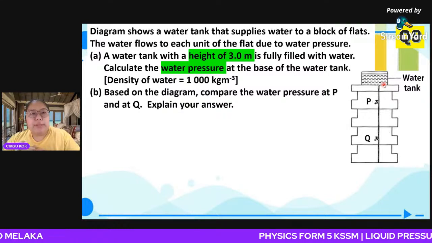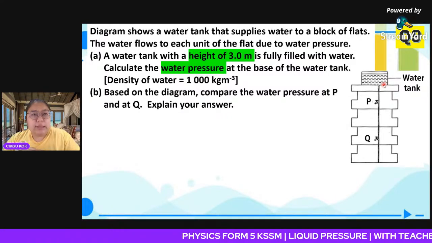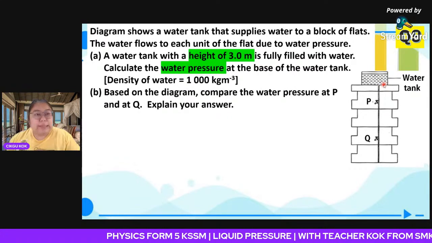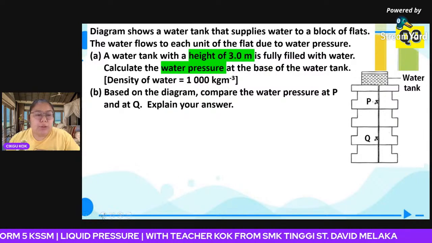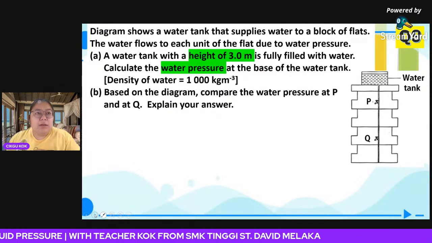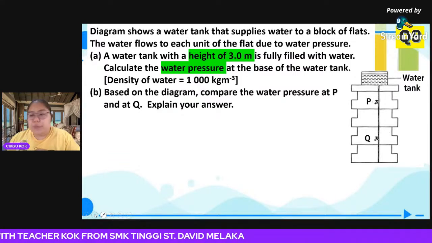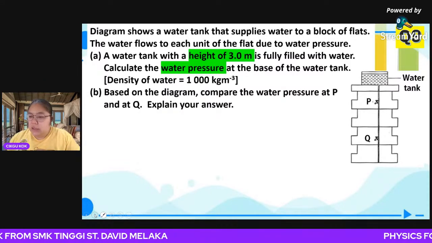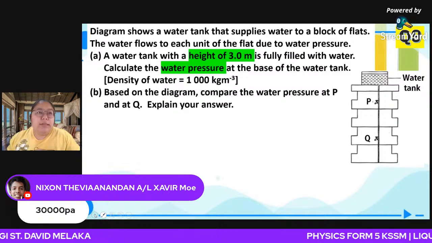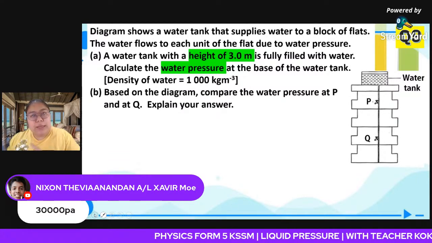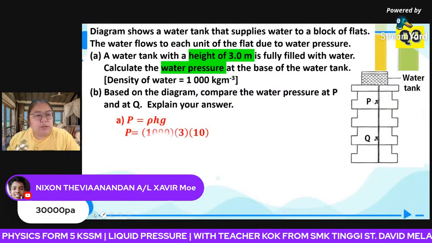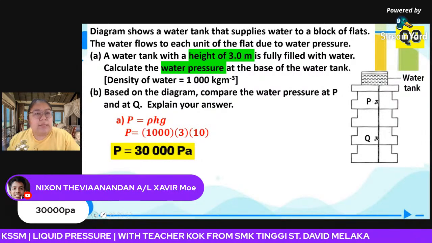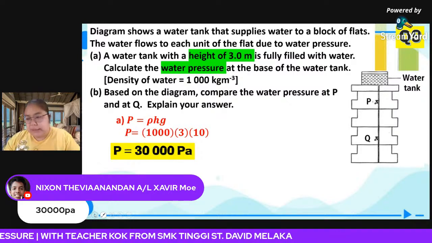Okay, Yuanru gives me 30K, is it? 30,000 pascal. Just simple, because it's 3 meters only, no need to convert everything. Nixon suddenly appeared already. Nixon's answer is also the same. Remember, Nixon, the P in Pa is a capital letter, not a small letter, Pascal. So the answer is 30,000 pascal.